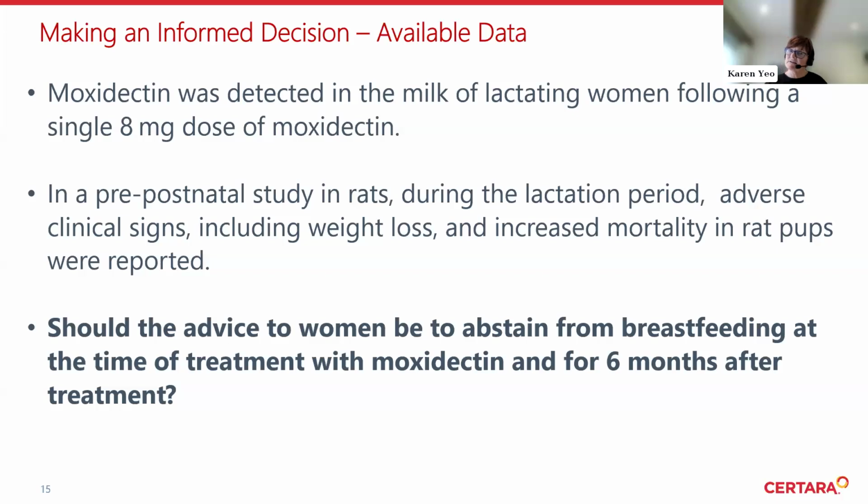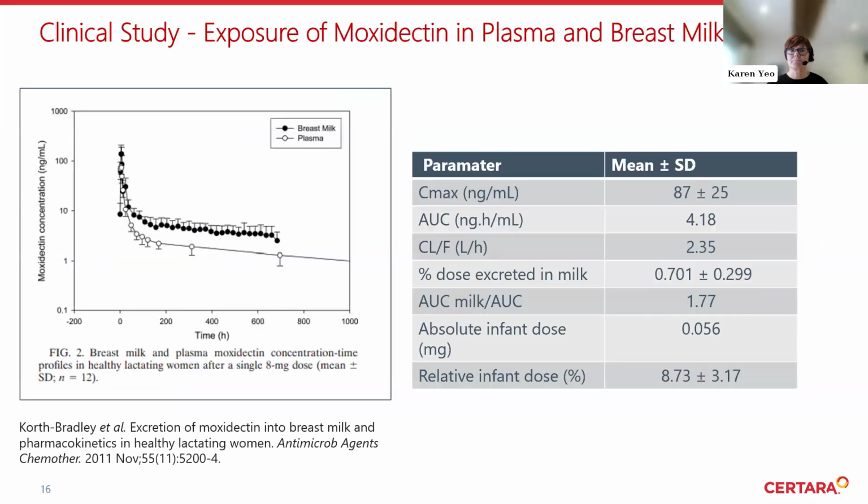Well, moxidectin is actually given as a single dose, but it's got a very long half-life and stays around in the system for quite a while, for about 6 months at low levels, but it's still there in the actual system. And so this is something that you have to consider, especially when making this decision. So this is what the clinical study exposure data looked like.